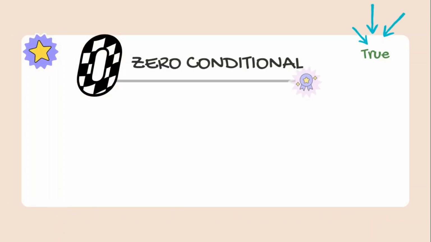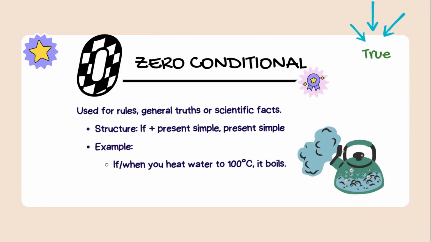First we have the zero conditional, which is used for general truths, scientific facts, and rules. The structure is if plus present simple plus present simple. And the clauses are interchangeable, which means it can look like this, or the other way around. Present simple plus the if clause with present simple.